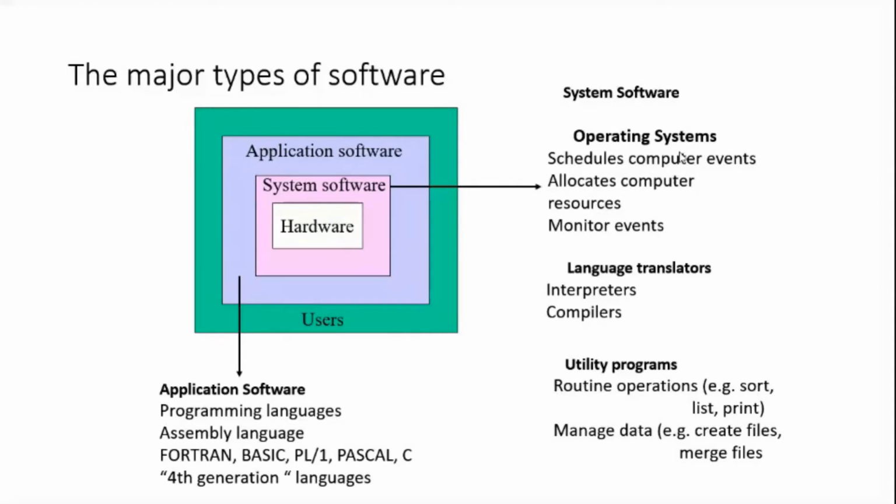The application softwares may be programming languages or an assembly language. These programming languages can be Fortran, Basic, PL1, Pascal, C. There are so many programming languages, and there are fourth generation programming languages also. So the application softwares are the softwares that we commonly use or on which we commonly work. Okay, so there are two types of software categories. One is the system software, which includes the operating system. The other type is application software.